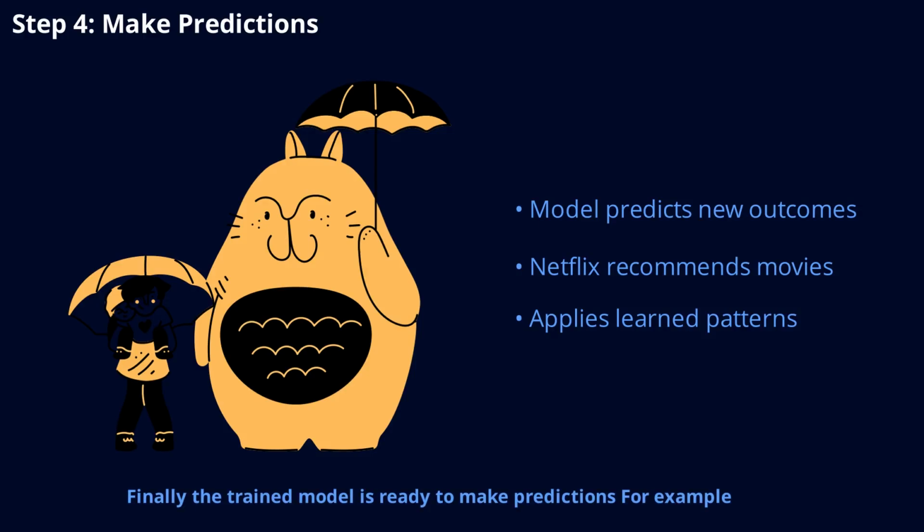Finally, the trained model is ready to make predictions. For example, Netflix uses your past ratings to guess if you'll like a new movie. The model applies what it's learned to new situations, helping you discover content you'll enjoy. This step is where supervised learning becomes truly useful, powering recommendations, filters, and more in your daily life.